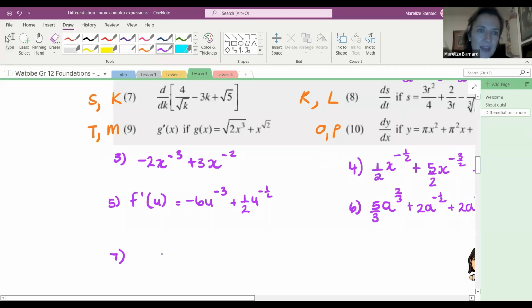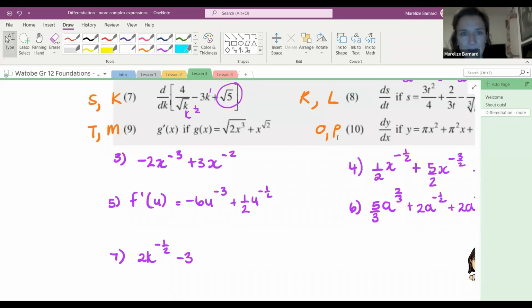So that's going to go k to the power of a half. We're going to change that to k to the power of a half. Don't get thrown by the root 5 because root 5 is just a constant number. So we can go a half times 4 is going to be 2k to the power of minus a half. And then for this term, we're going to go 1 times minus 3. And that's it.